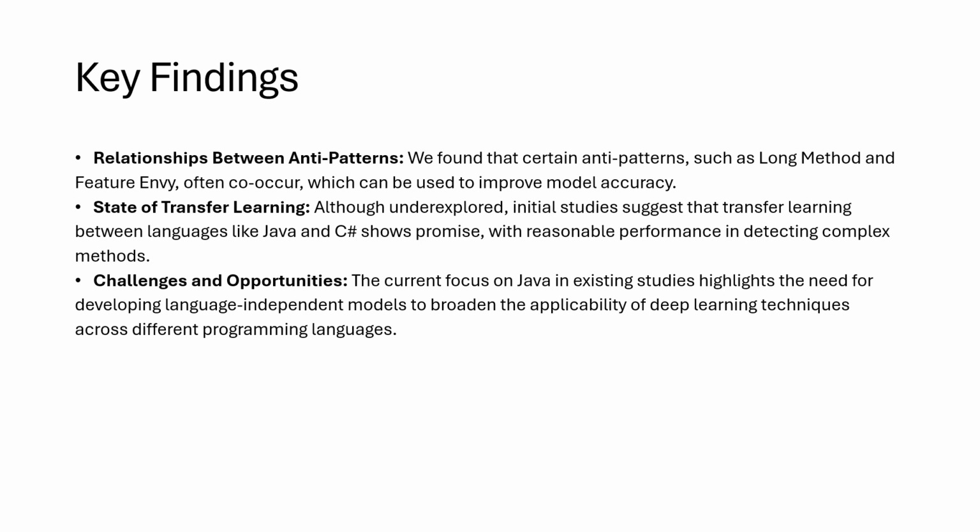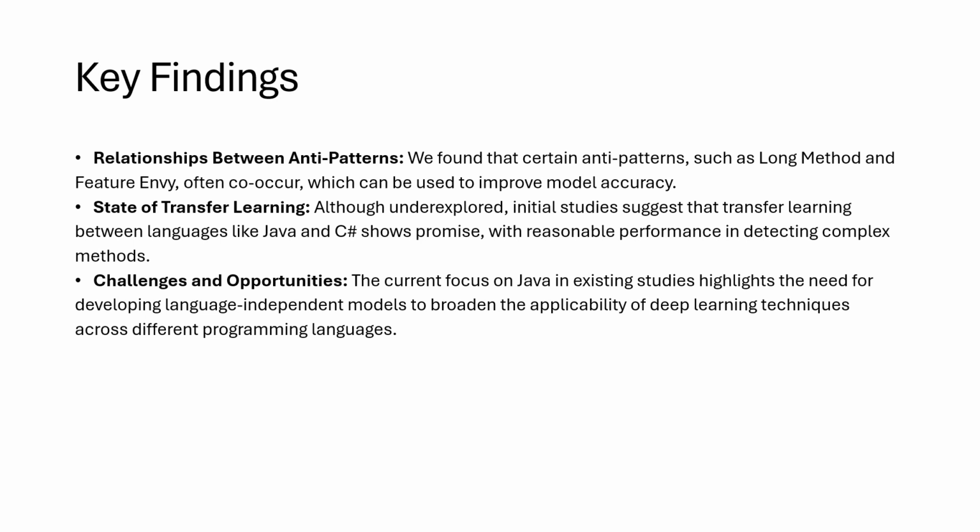There were three key findings from my research. The first was on the relationships between anti-patterns. We found that certain anti-patterns, such as long method and feature envy, often co-occur. This was proven statistically through previously looked at related studies. These findings can be used to improve model accuracy through improved feature extraction between code smells that have been proven to be likely to co-occur.